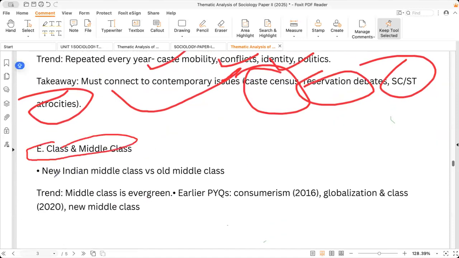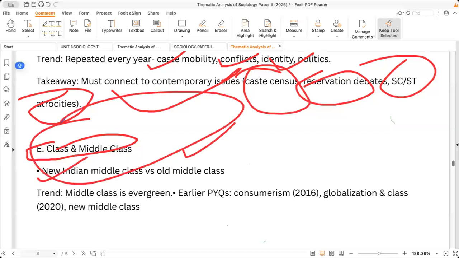Class and middle class. Okay, the new Indian middle class versus the old middle class. What is the difference? See, the traditional Indian middle class was not risk taking. They were risk averse. They were not trying to take a risk. They were more saving oriented and more job oriented. They were not that suffering from fetishism of commodity. Also, in the old middle class, the position of women was of homemaker only. Here, there is a dual role.